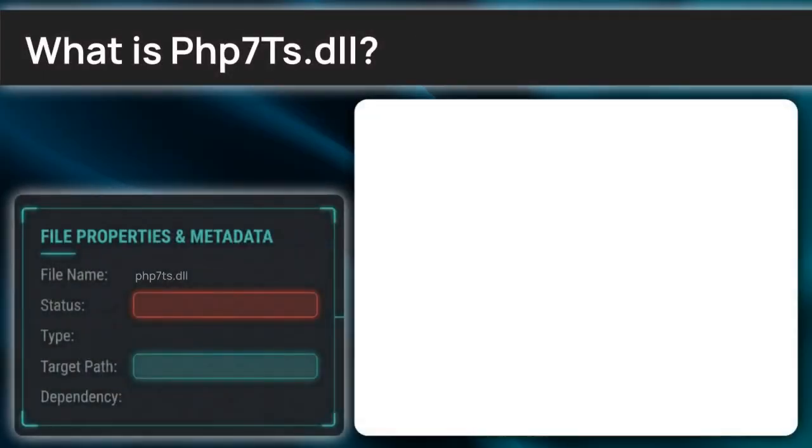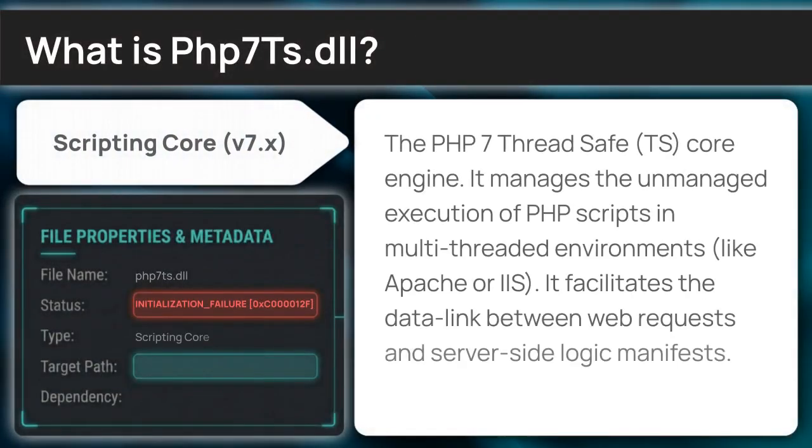This is the PHP7ts, the PHP 7 thread-safe TS core engine. It manages the unmanaged execution of PHP scripts in multi-threaded environments like Apache or IIS. It facilitates the data link between web requests and server-side logic manifests.